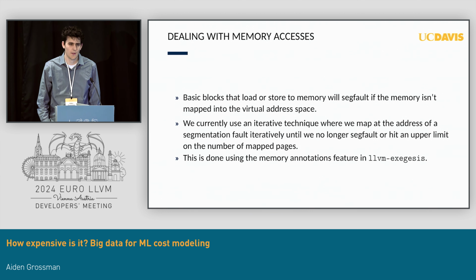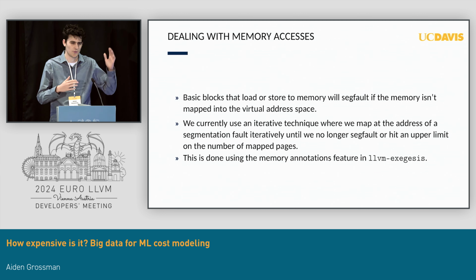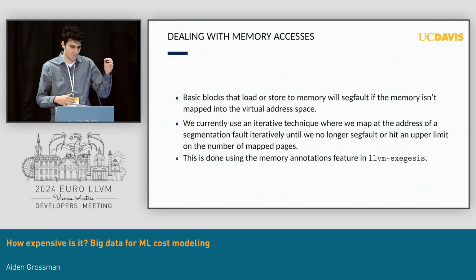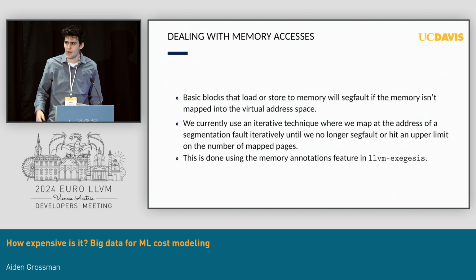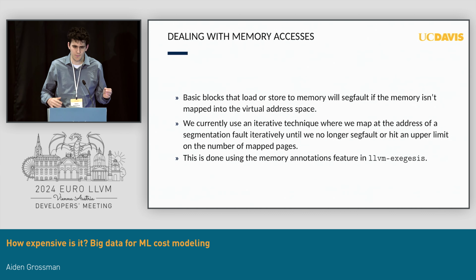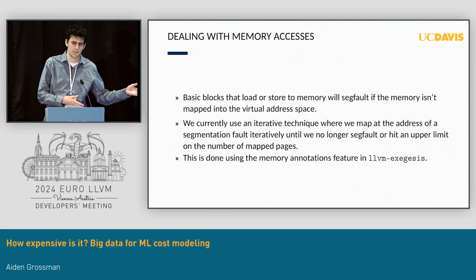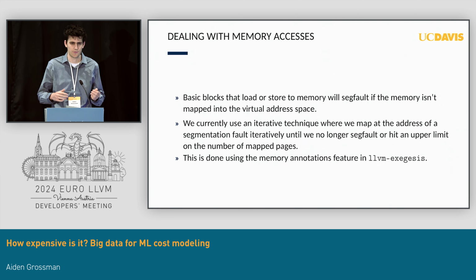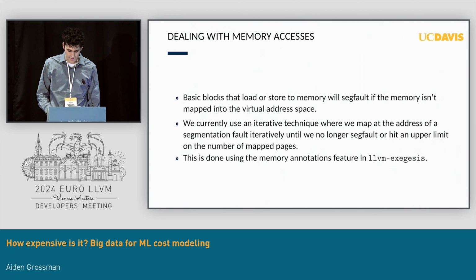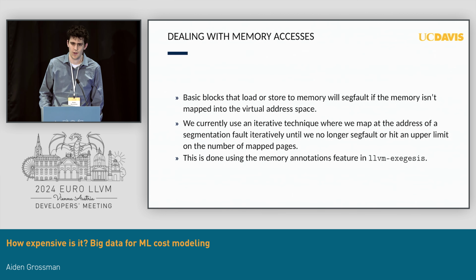For dealing with memory accesses, when you have basic blocks that access memory, you need to be able to set up the virtual address space to execute them without hitting a seg fault, because the performance numbers make no sense when you hit a seg fault. Right now we just use an iterative technique. We run the basic block, see where it seg faults, map an address in there, and then do that over and over again until we either successfully execute the basic block or we hit some defined threshold. We use the memory annotations feature in llvm-exegesis, which has support for doing all of this.